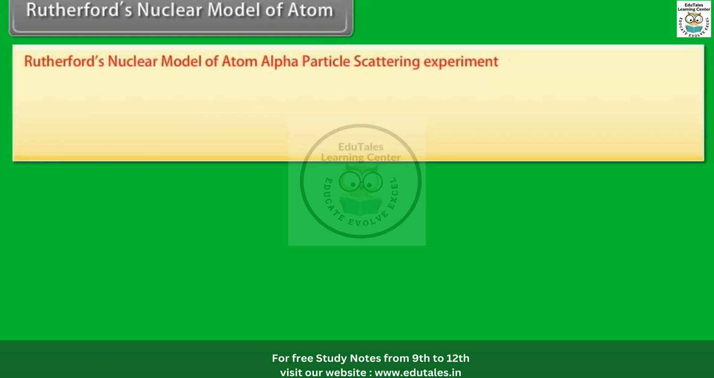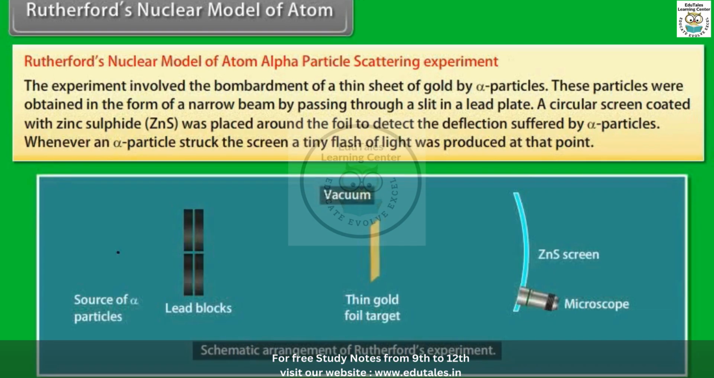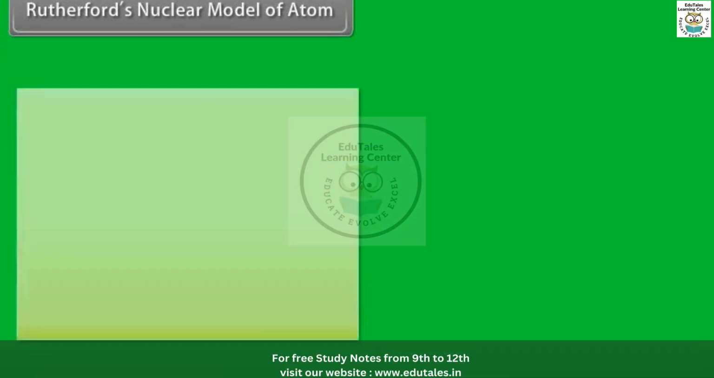Rutherford's nuclear model of atom. Rutherford's nuclear model of atom, alpha particle scattering experiment. The experiment involved the bombardment of a thin sheet of gold by alpha particles. These particles were obtained in the form of a narrow beam by passing through a slit in a lead plate. A circular screen coated with zinc sulfide, ZnS, was placed around the foil to detect the deflection suffered by alpha particles. Whenever an alpha particle struck the screen, a tiny flash of light was produced at that point.